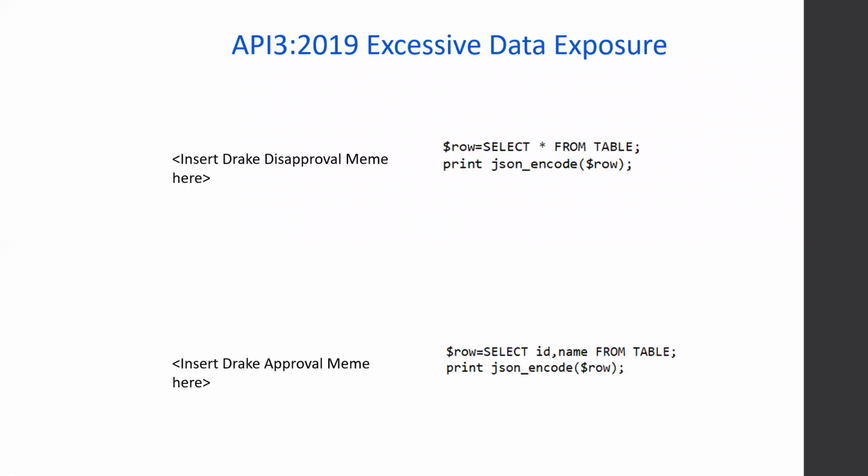The third one is excessive data exposure. So APIs act as an intermediary between the front end and the back end. Previously, there was only a client and only a server. When APIs came, it became like a three-tier architecture, where there is a front end, an API, and a backend. And API allows both of these, front end and backend, to communicate with each other.